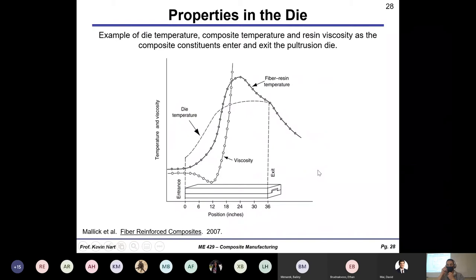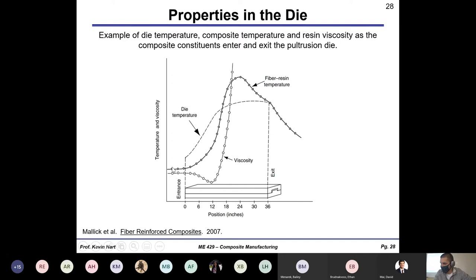I want to talk about the cure process itself as the material goes through the die. This is an interesting example, taken from one of the books for this course. The idea here is that from left to right in this graph, we're tracking along the fibers as they move through the die in the pultrusion process. We're looking at a couple of things. First is the die temperature. The die temperature increases along the length of the die and is maximum at the outlet. We can also look at how the viscosity of the resin evolves during this process, and how the fiber and resin temperature will go.